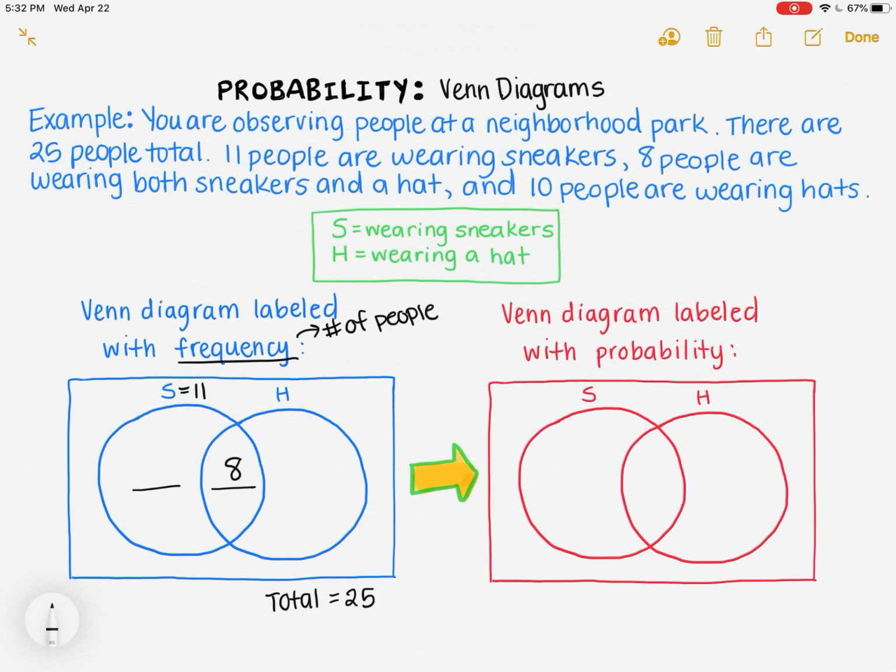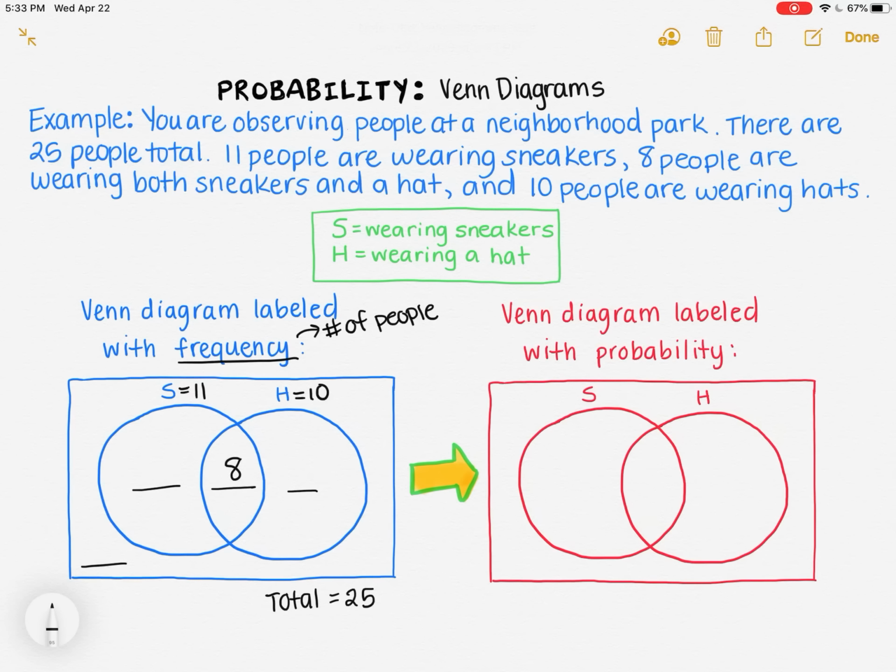Next, we are told that 10 people are wearing hats. Once again, that means that everything in the right circle needs to add up to 10. So I'm just going to write a 10 at the top so that I make sure the numbers in my right circle add up to 10. I'm going to have to also figure out the number of people that go outside of these two circles. In other words, the people that are not wearing sneakers or a hat.